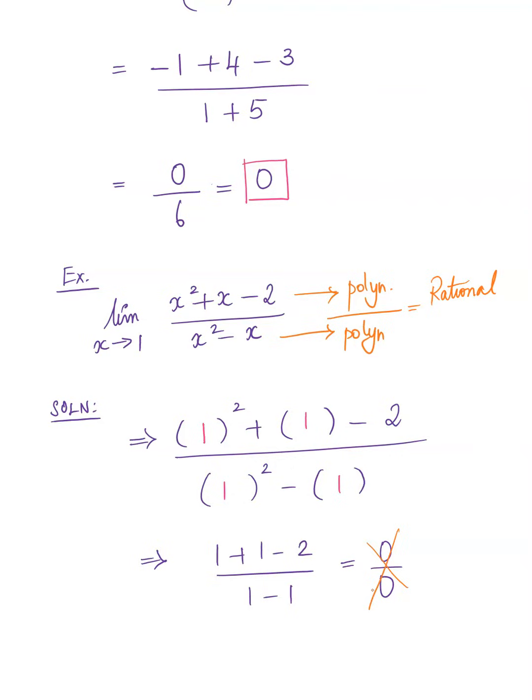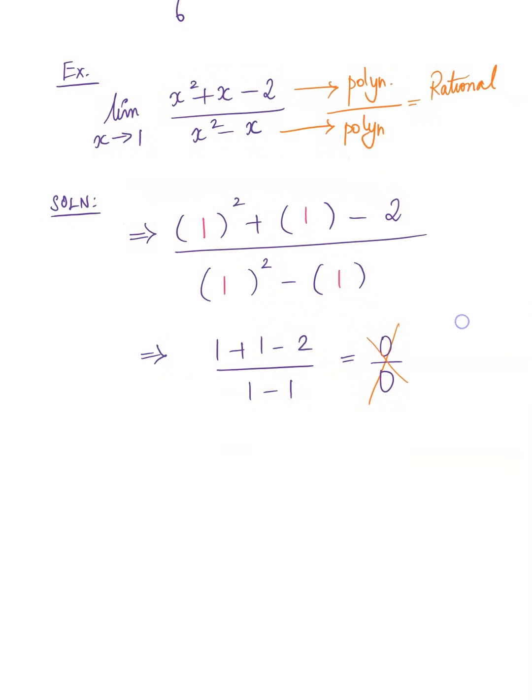So you don't have any meaningful result coming from this. So what's the problem? We did apply the rule. We checked if it was polynomial over polynomial. We did see it was a rational, and we just used the rule, but the rule really failed us.